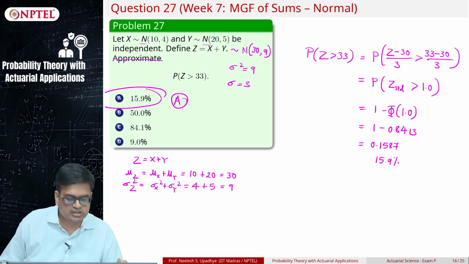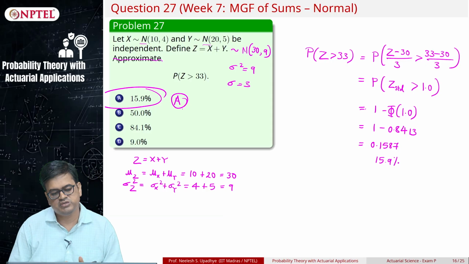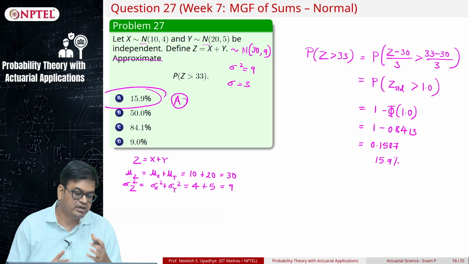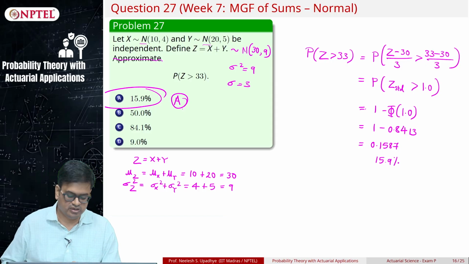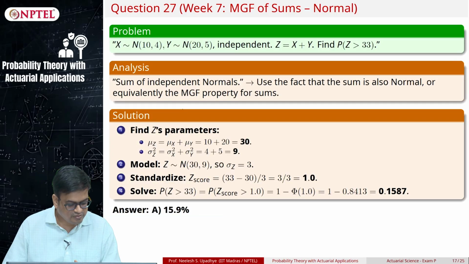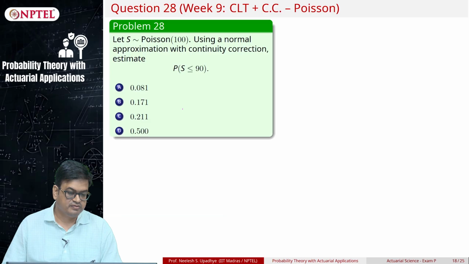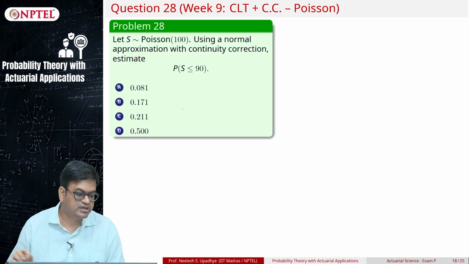Here it was very simple. You do not really require MGF ideology here, but with MGF also you can show that sum of these two random variables is a normal random variable. Okay, so here is a solution with MGF property in mind. This is the solution. You can go through it. Okay, so let us move on to question number 28, which is related to CLT.